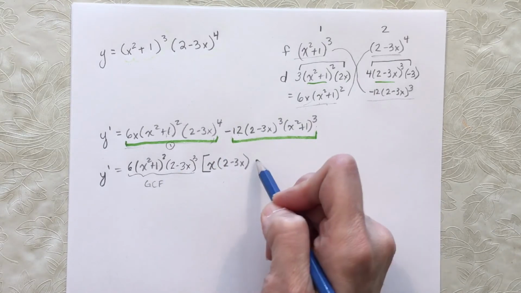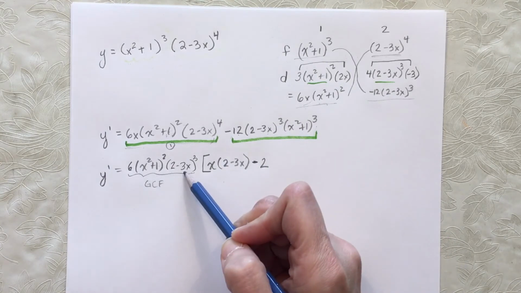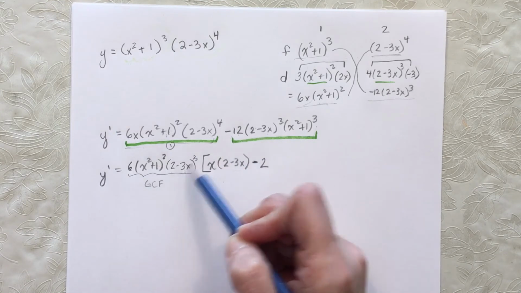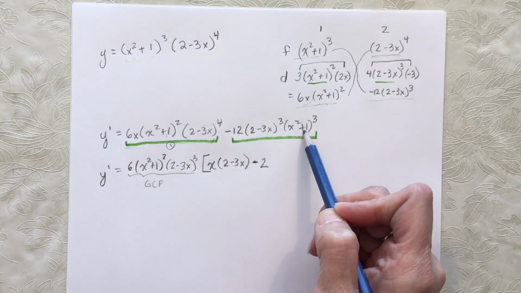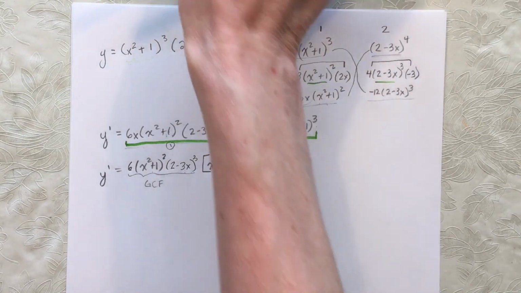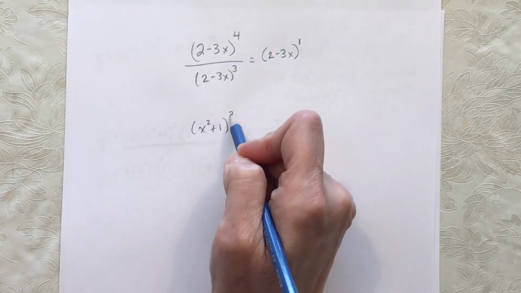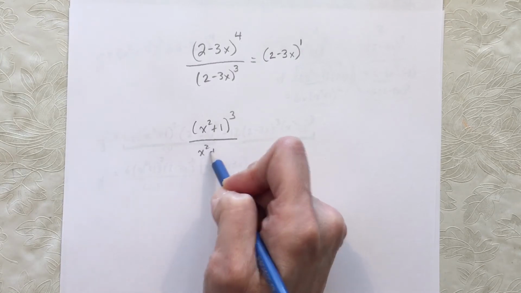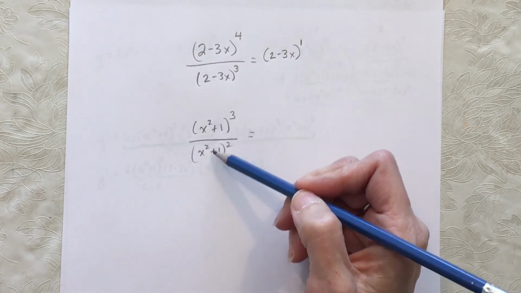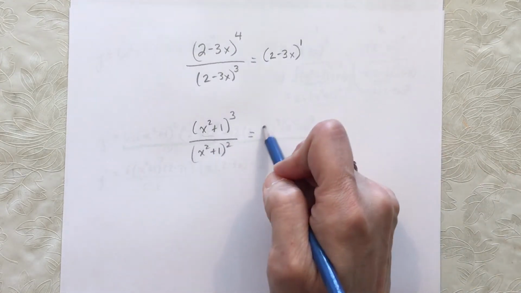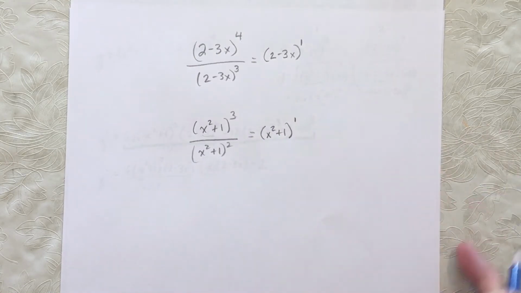Now I want to divide this next big green chunk by the greatest common factor. Negative 12 divided by 6 is negative 2. 2 minus 3x all cubed divided by 2 minus 3x all cubed. We're dividing the exact same thing, so we would get 1 again. And then here I'm dividing x squared plus 1 cubed divided by x squared plus 1 squared. So I can use the same idea here. I'm dividing powers with the same base, the base being x squared plus 1. So I keep that base x squared plus 1 and subtract the exponents. 3 minus 2 is 1.